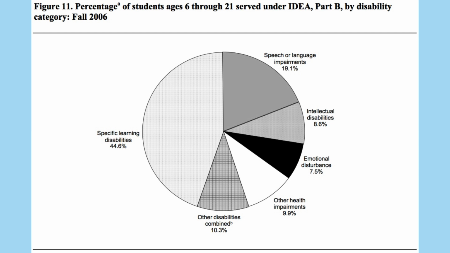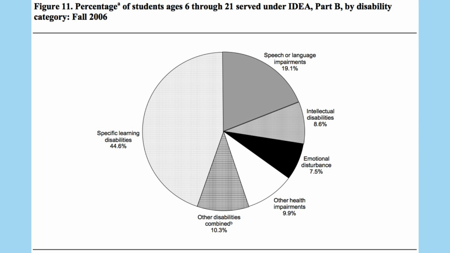There are 14 categories of disability in IDEA. There are 4 of those categories that make up the high incidence disability categories, or the categories in which about 70% of students with disabilities will be found. And that is specific learning disabilities, intellectual disabilities, emotional disturbance, and other health impairments.